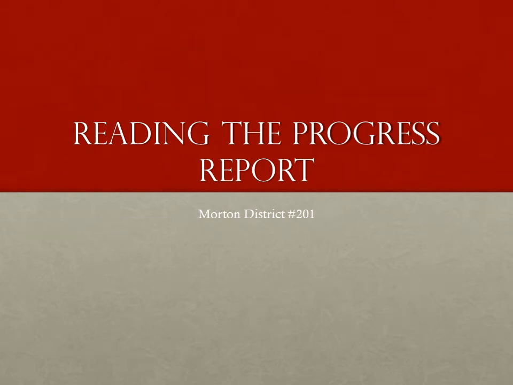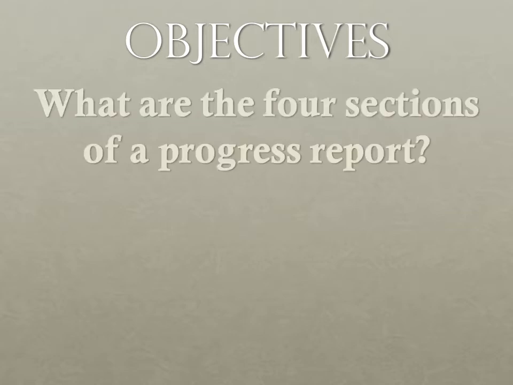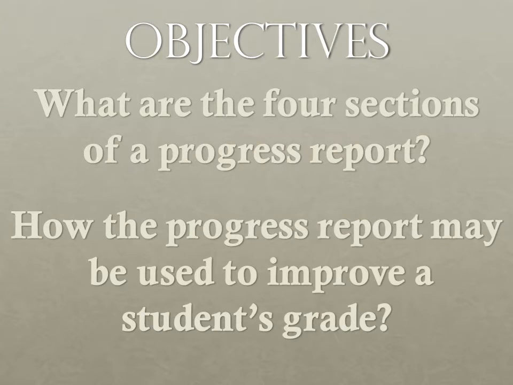Reading the Progress Report, Morton District 201. In this presentation, we will have two objectives. We will start with the 4 sections of a progress report. Once we've covered those 4 sections, we will then use that information to show how the progress report may be used to improve a student's grade.